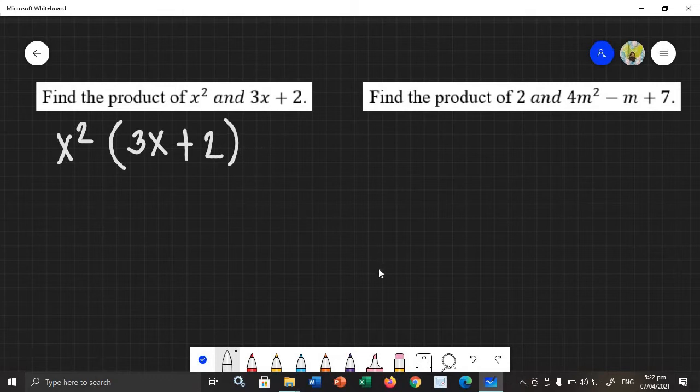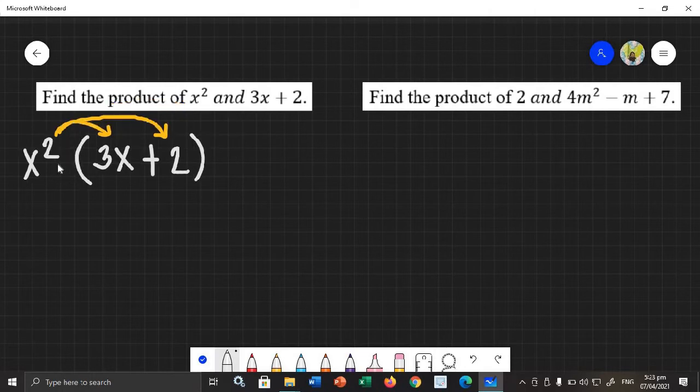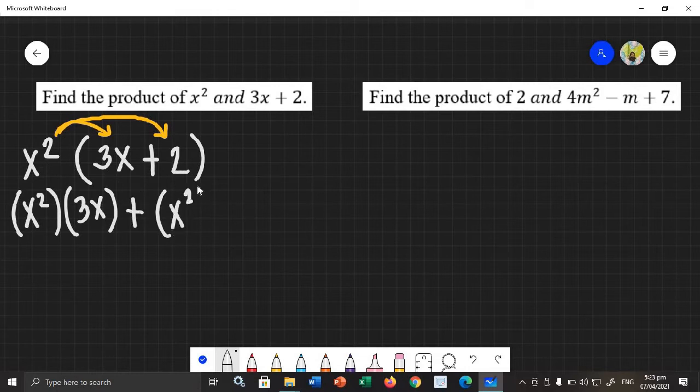Right after natin ma-arrange using a parentheses, we will apply distributive property of multiplication. Kasi yung isang factor mo is monomial. You need to distribute x squared to each term inside the parentheses. What will happen is that you need to multiply x squared to 3x. And then copy the sign here, plus you need also to multiply x squared to 2. Okay, and then multiply separately.